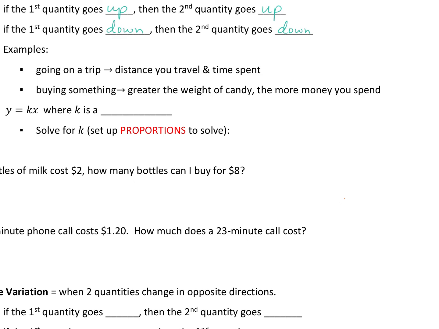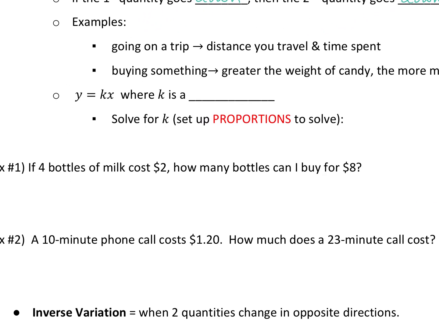Okay, so the equation that is used for direct variation looks like this. y equals kx is a direct variation equation. When you do this, we're going to solve typically for that letter k, because k is a constant. k is a number that does not change. It is a constant.